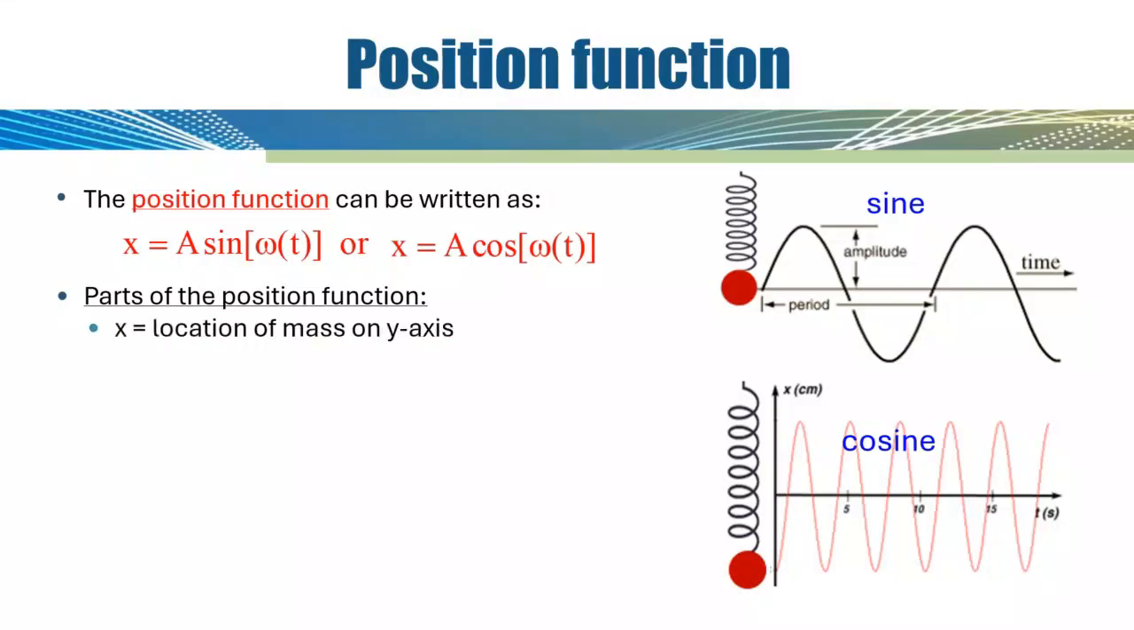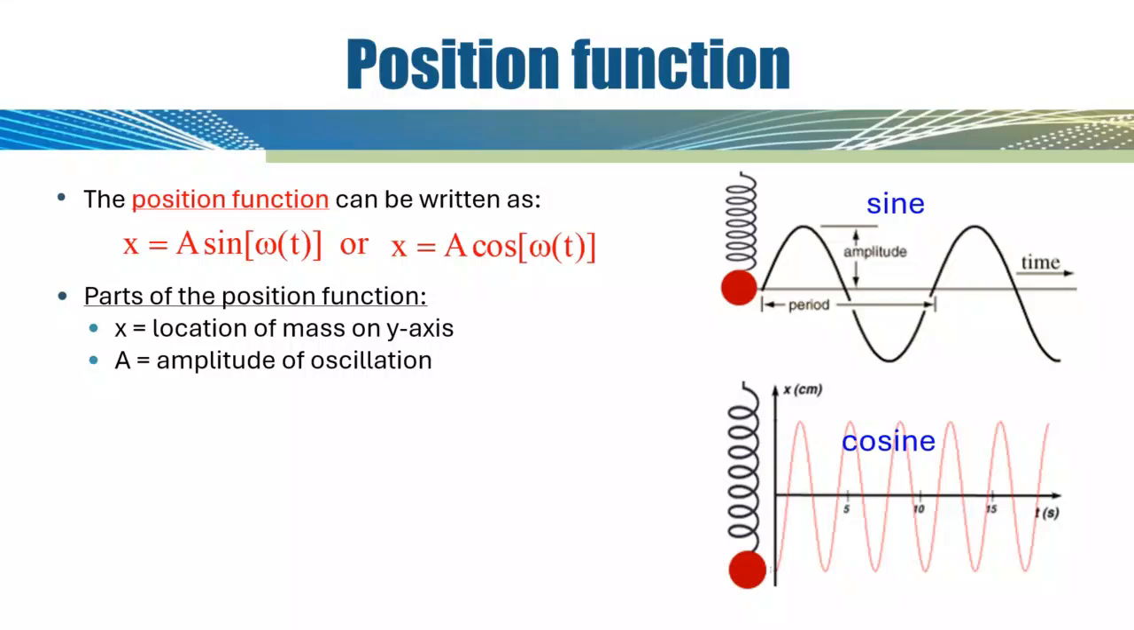x is the location of the mass on the y-axis. That means that what we're solving for is how far above the x-axis or how far below the x-axis the mass is at any given time. Capital A is going to stand for the amplitude of oscillation, and we're going to be replacing this variable with its appropriate value that we can normally read right off the graph.